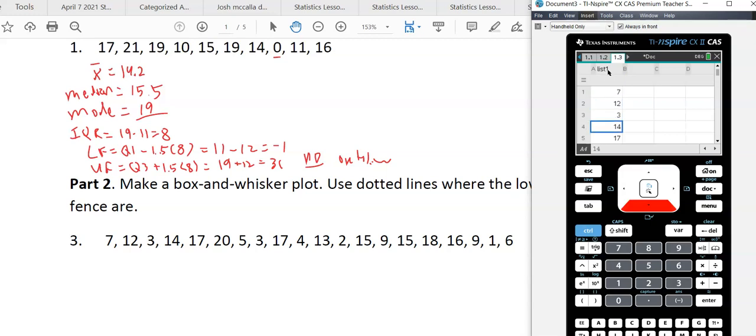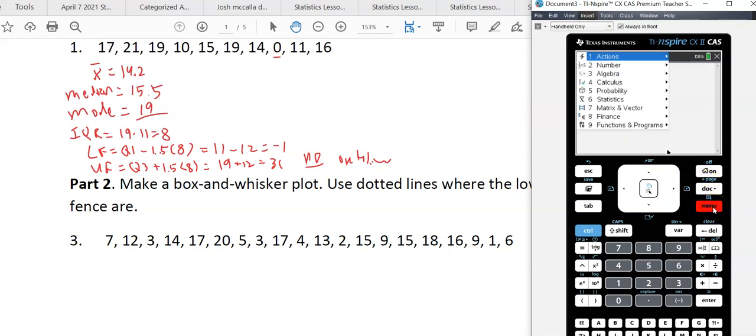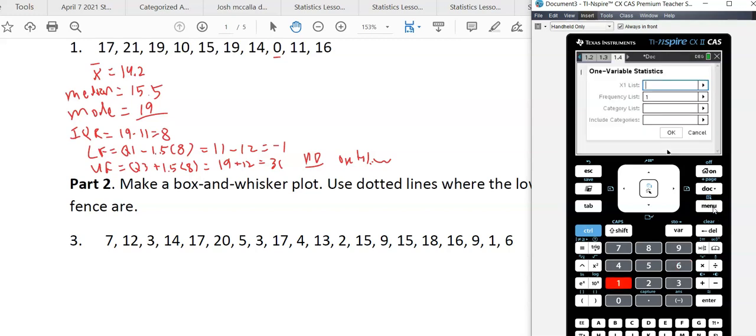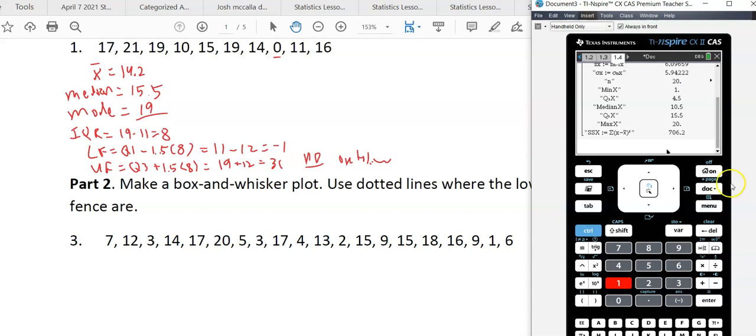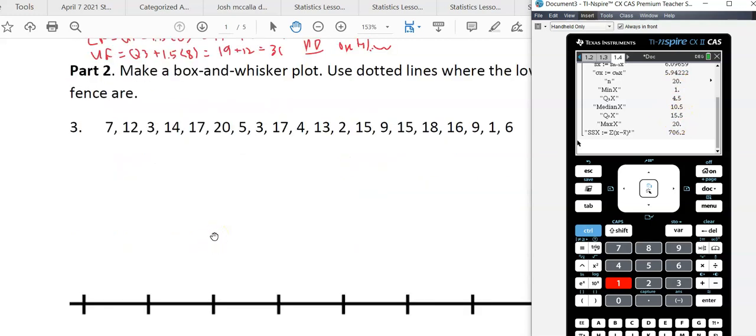So just kind of double checking it. Okay. We go to this one. Let's do one variable stats. So I really need my 5-number summary. 1 and 20 is the minimum maximum there.